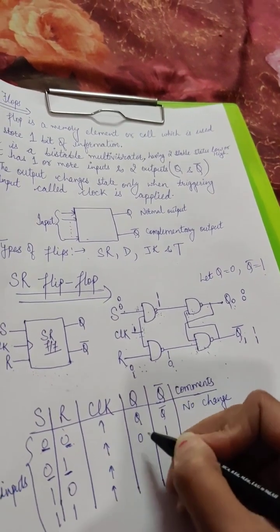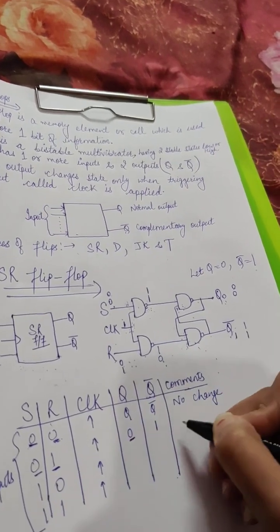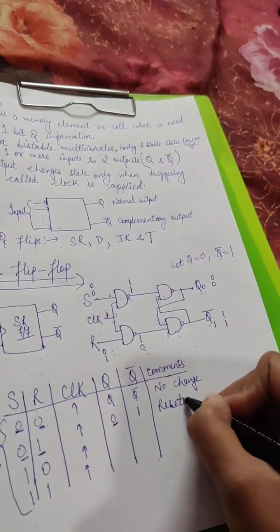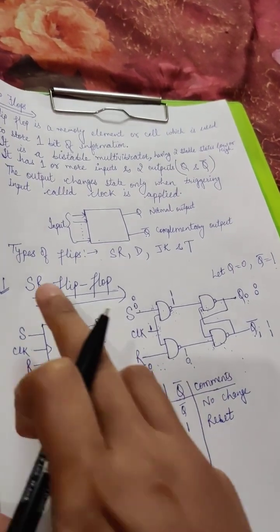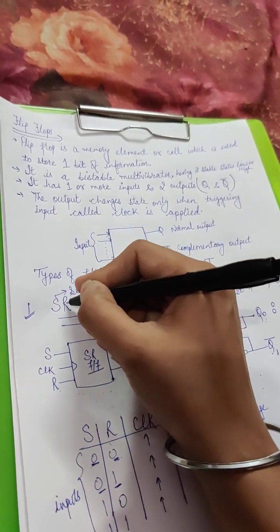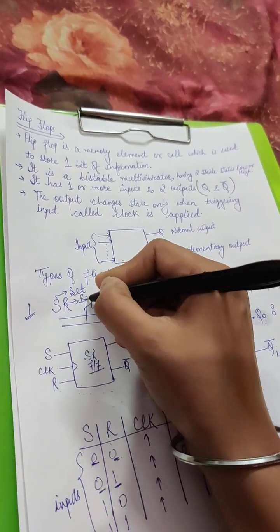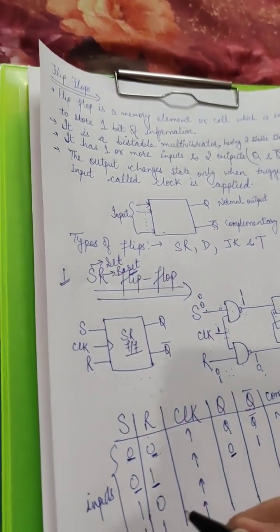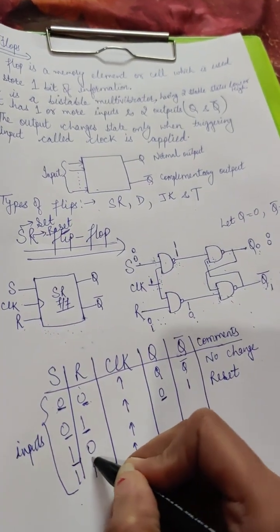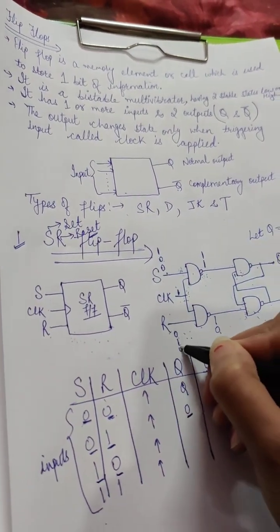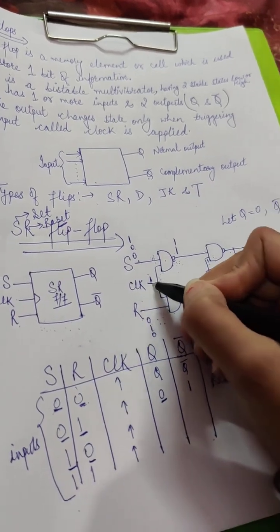In this case Q is 0 and 0 means reset. As this is SR, SR is set reset flip-flop.